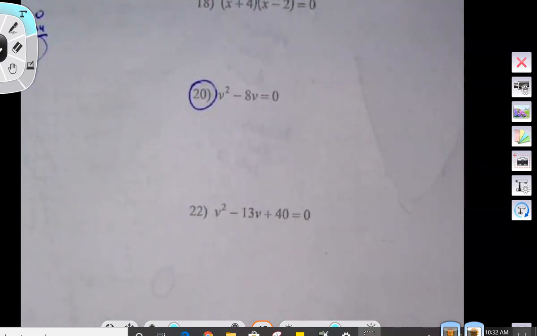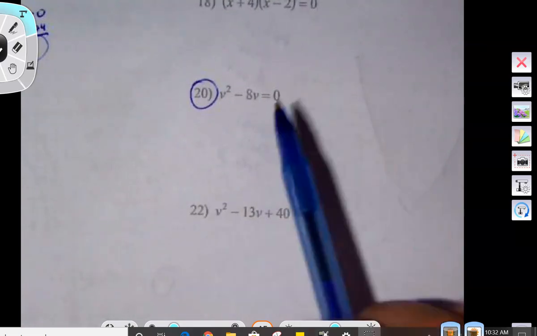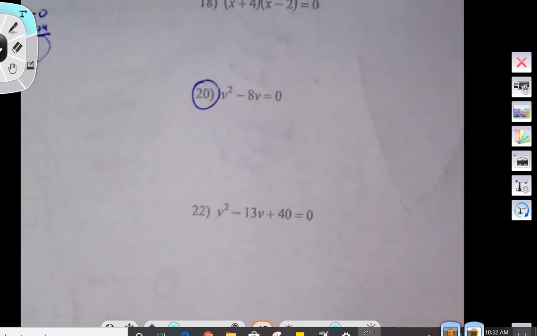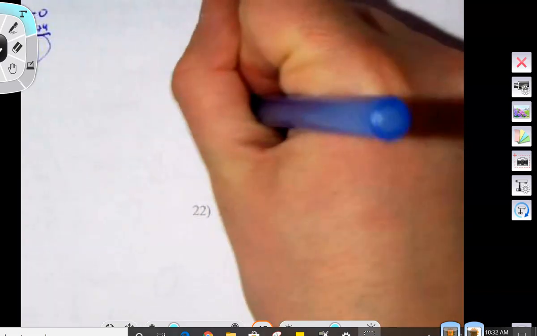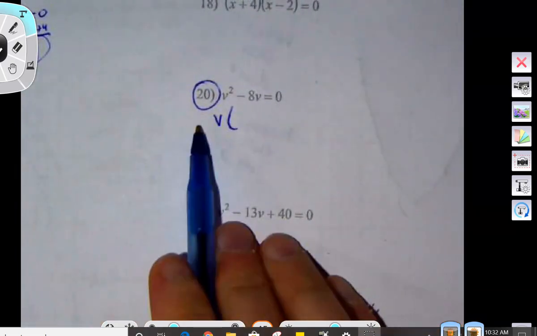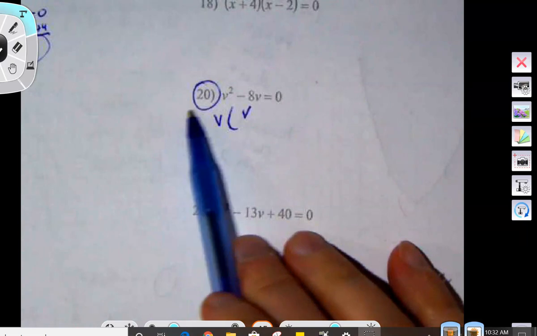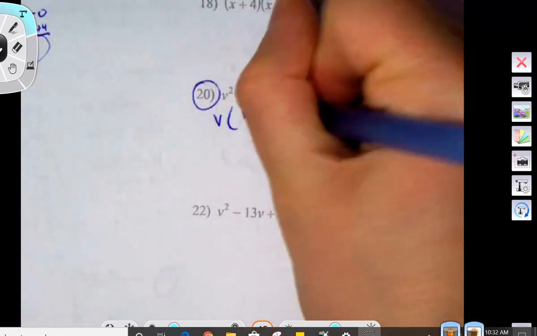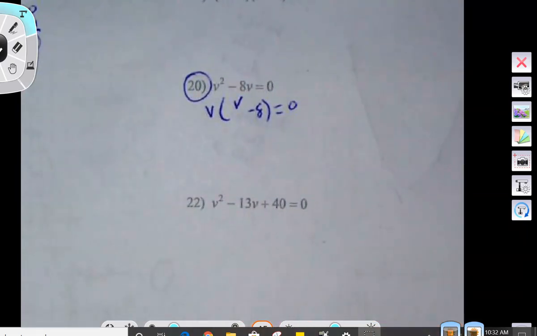So in this case, v squared minus 8v. We've got to figure out how to factor this to get it into factored form. So first thing we always look for is a GCF, which that has. Both of them have a v. So I can factor out a v. If I take a v out of v squared, I have a v remaining. If I take a v out of negative 8v, I have minus 8. So now that's in our factored form.